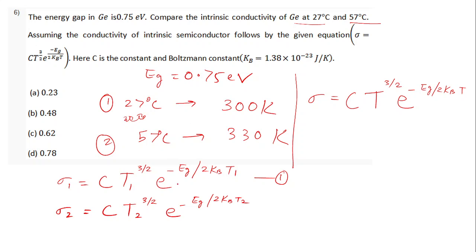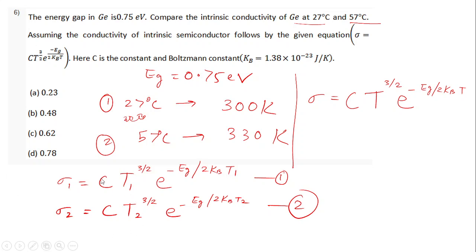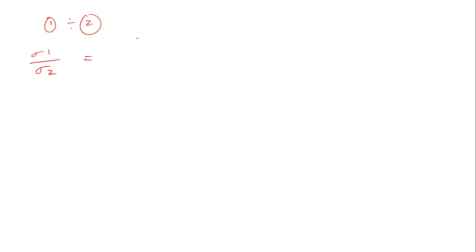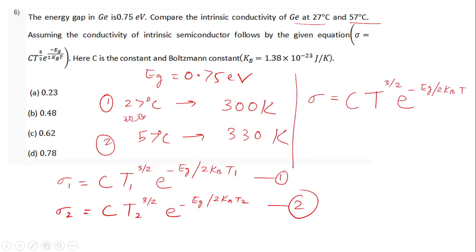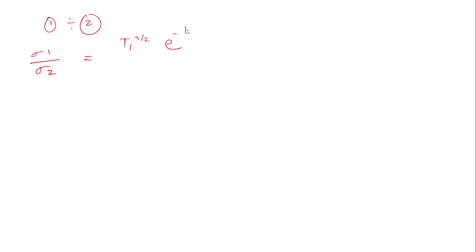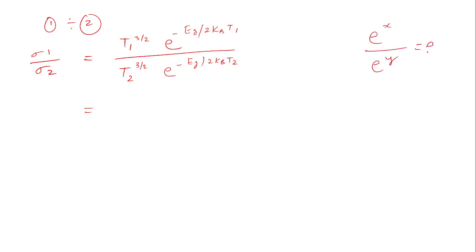So like this, we have been using only two formulas. One is already given in the question. We just have to modify it and think how we can find the unknown. So this is the second. We have to compare, so let's divide equation 1 by 2. When we do this, we'll get sigma 1 by sigma 2, which is equal to, again, the C will cancel and we'll be left with this: T1 to the power 3 by 2 e to the power minus Eg by 2 kB T1, and in the denominator T2 to the power 3 by 2 and e to the power minus Eg by 2 kB T2. How can we write this? Because I told you earlier also, e to the power x divided by e to the power y is e to the power x minus y.